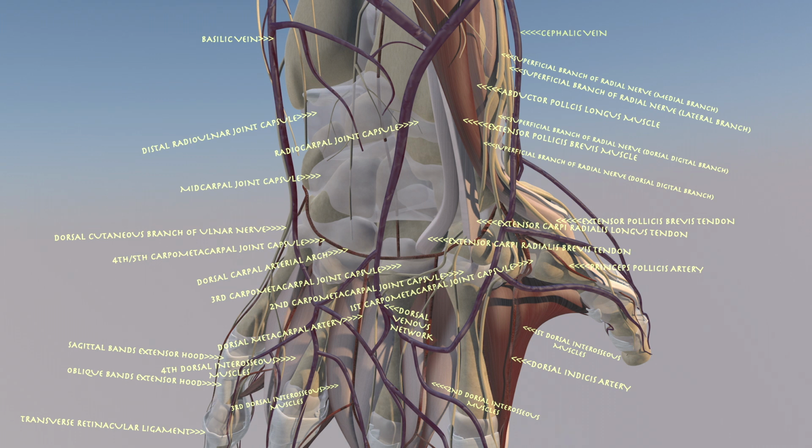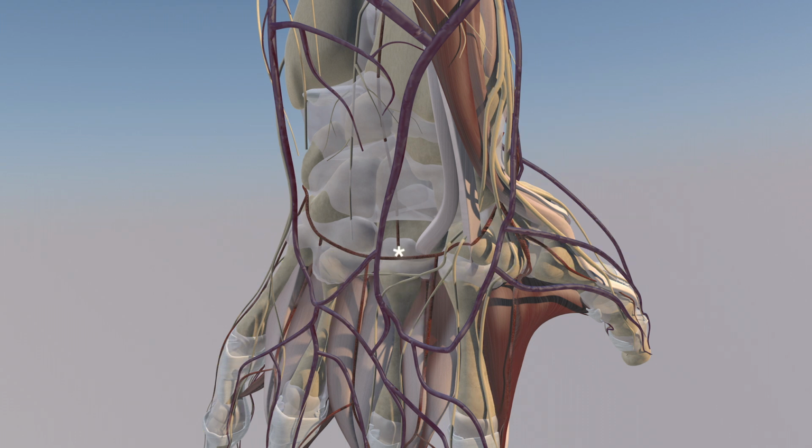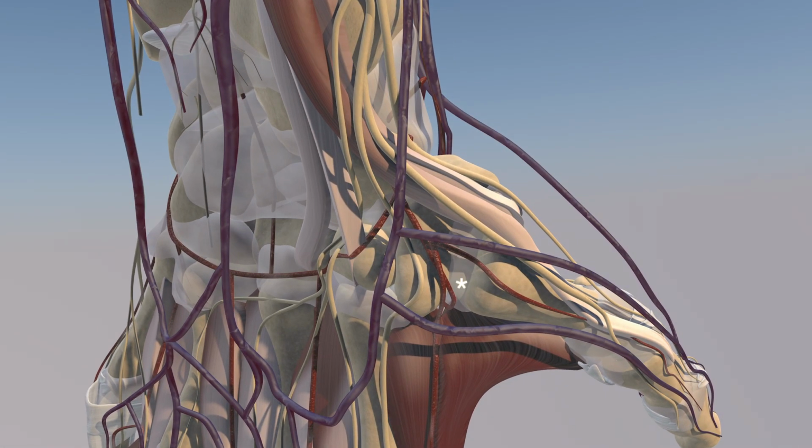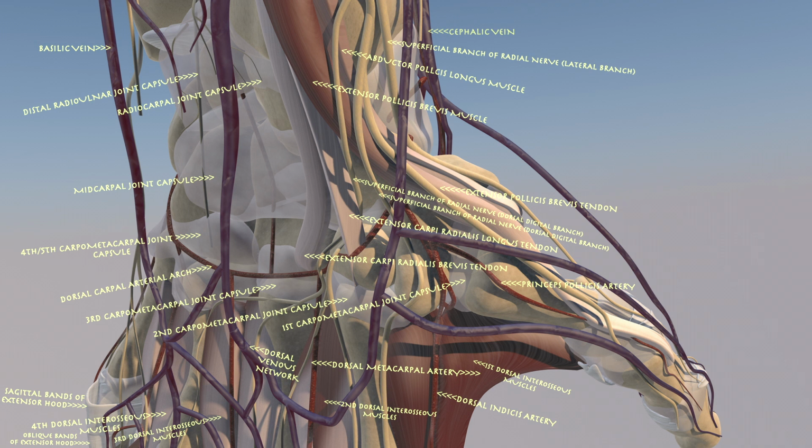The fourth, fifth carpometacarpal joint capsule is one capsule involving those two metacarpals. Then you have a single third carpometacarpal joint capsule, and you have a single second CMC joint capsule, as well as a first CMC joint capsule. Here we are focusing in on the first extensor compartment, consisting of extensor pollicis brevis muscle and tendon, as well as the abductor pollicis longus muscle and tendon.